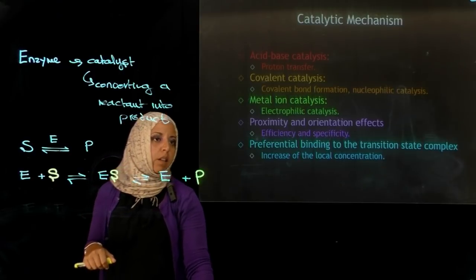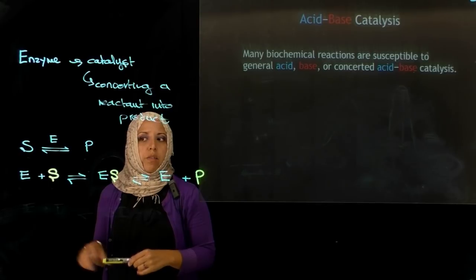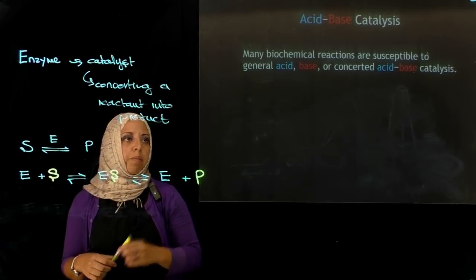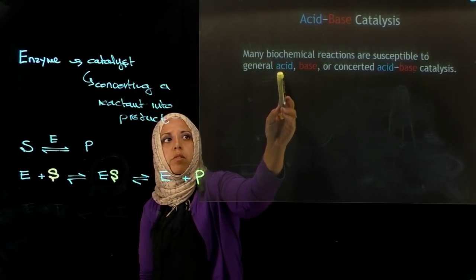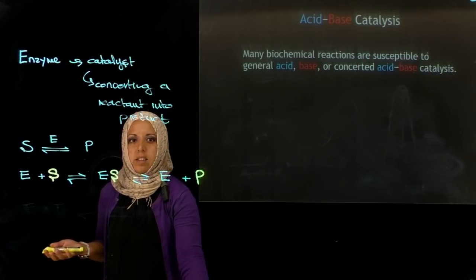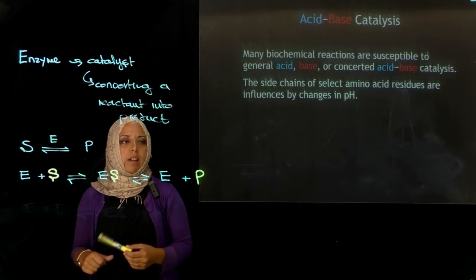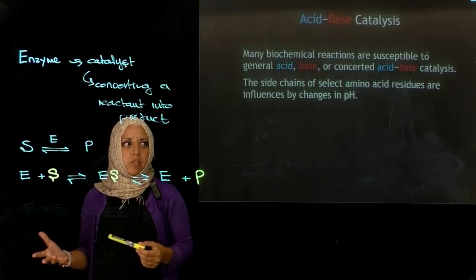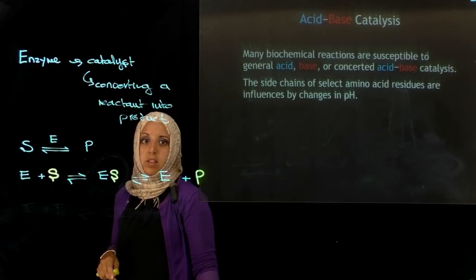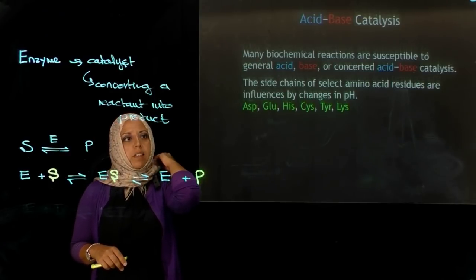Okay. Let's move on. If we think about biological reactions in general, they are all susceptible to proton transfer, or have acidic or basic groups, and can be involved in acid-base catalysis. And if we think about the side chains of amino acid residues and how those are influenced by changes in pH, then we know that those can also be involved in acid-base catalysis.